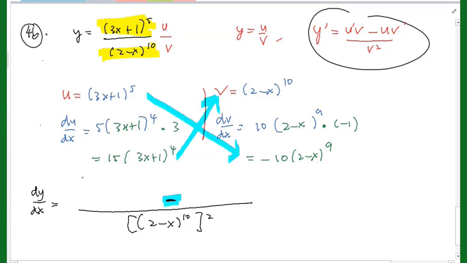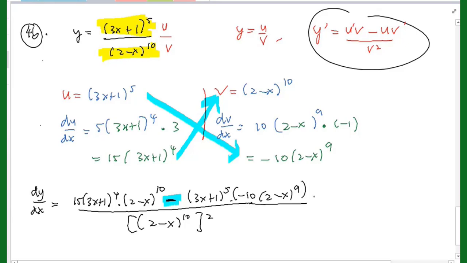And then here is 15(3x plus 1) to the power 4 times (2 minus x) to the power 10. Then u prime times v: this is (3x plus 1) to the power 5 and negative 10(2 minus x) to the power 9. Okay, settle. Correct formula, minus and over.